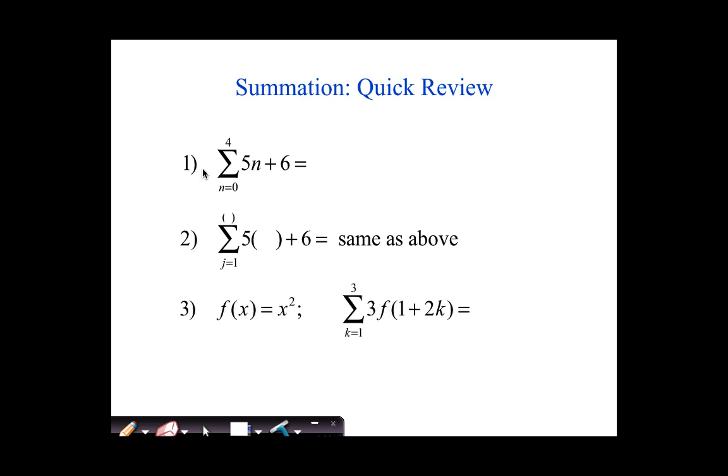And the third one I put on your things to look at before we got here today. Just use some function notation thrown in there. So I've got 3 times f of 1 plus 2k, where I let k take on the values 1 through 3, just the whole number values.